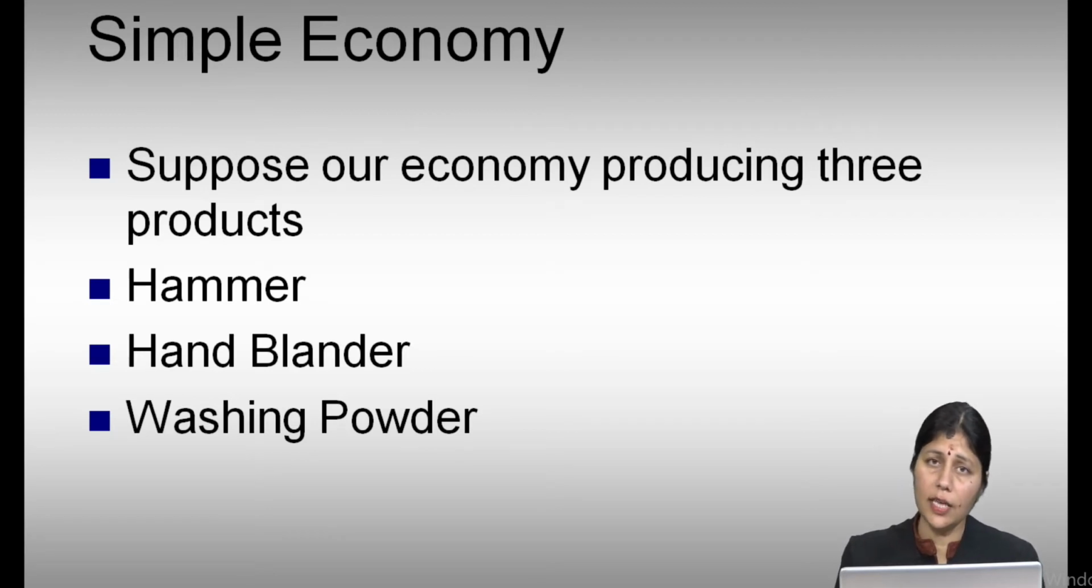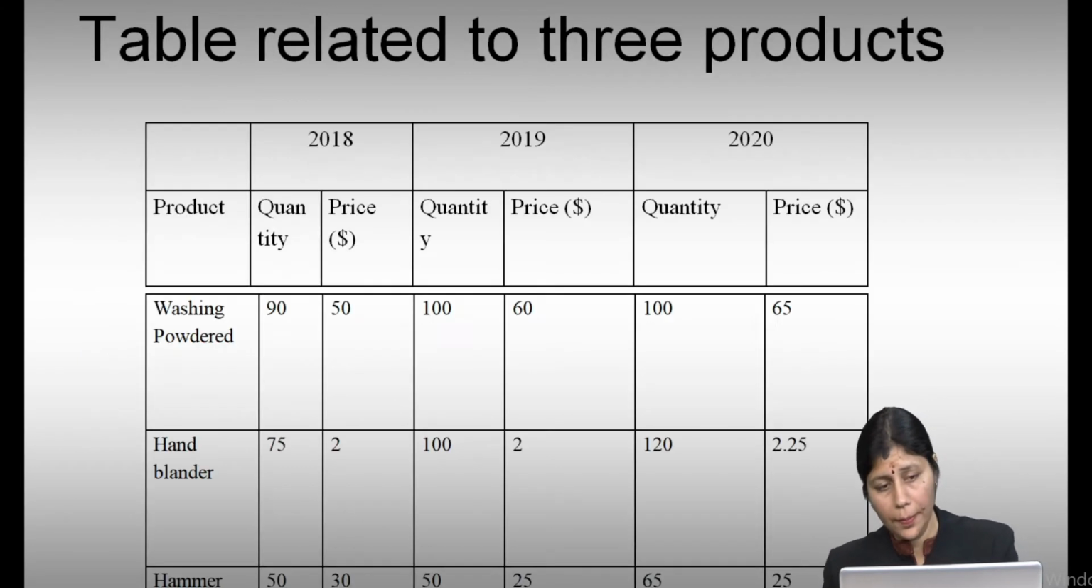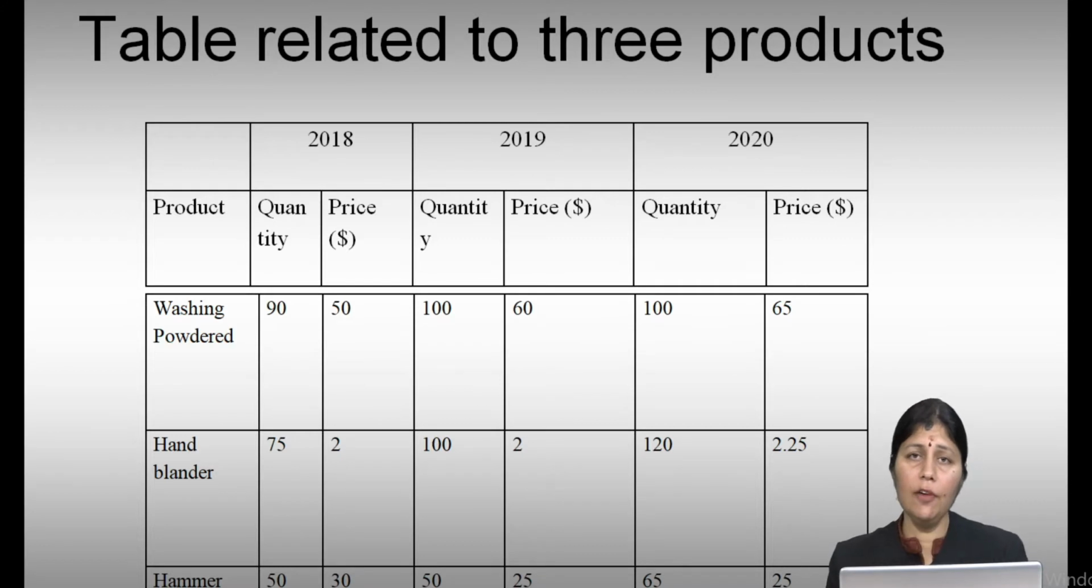I have taken a very simple example of an economy. In the economy, for example, we are producing three products. As an example, I have taken hammer, hand blender, and washing powder. After that, I have prepared a table related to these three products.